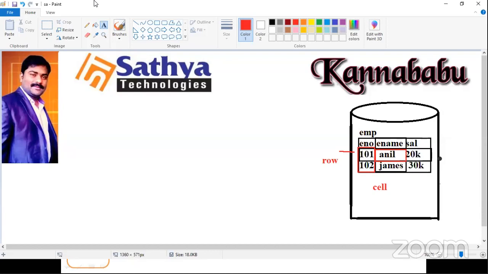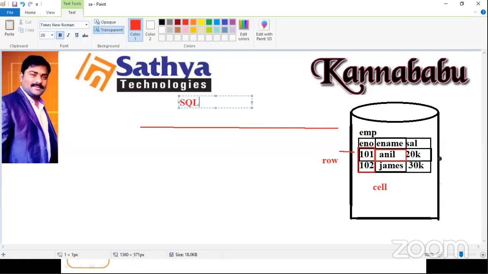So what is SQL? SQL is a language which is used to write the queries to interact with databases. SQL is a simple English query language. You can pronounce it as SQL, or sometimes you can call it Structured Query Language. It's English without grammar, simple English.